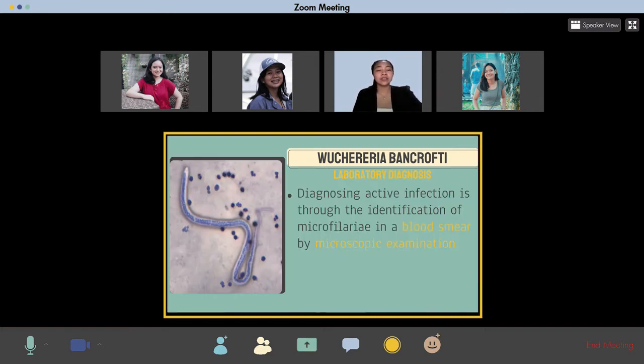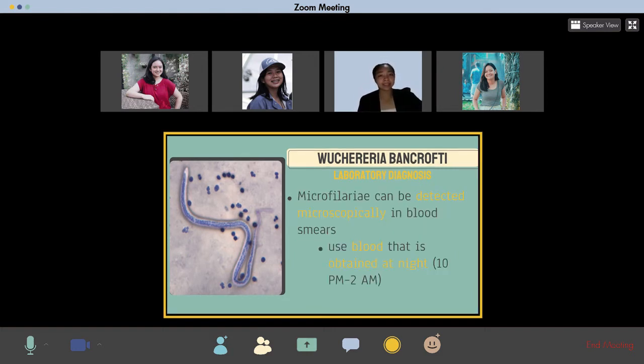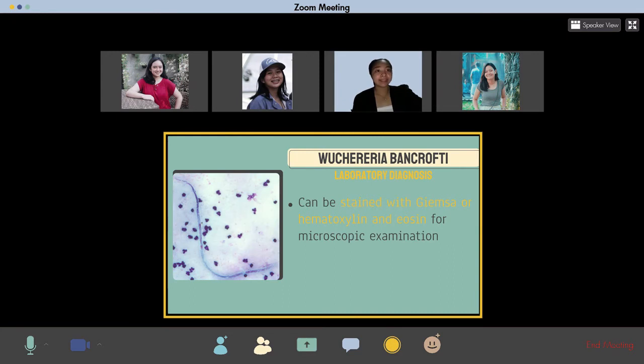For the diagnosis of Wuchereria bancrofti, diagnosing active infection is through the identification of microfilariae in a blood smear by microscopic examination. Microfilariae can be detected microscopically in a blood smear using blood that was obtained at night, 10 p.m. to 2 a.m. The microfilariae show nocturnal periodicity: they are present in high numbers in peripheral blood at night, which is why blood must be obtained at night, specifically 10 p.m. to 2 a.m. A thick smear should be made and stained with Giemsa or hematoxylin and eosin for microscopic examination.